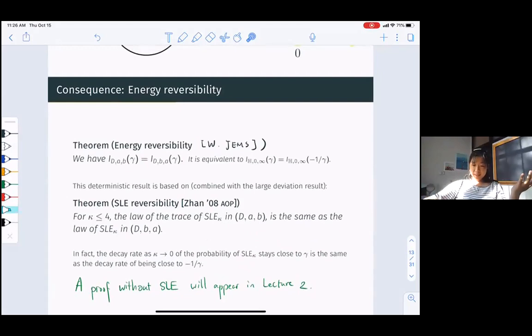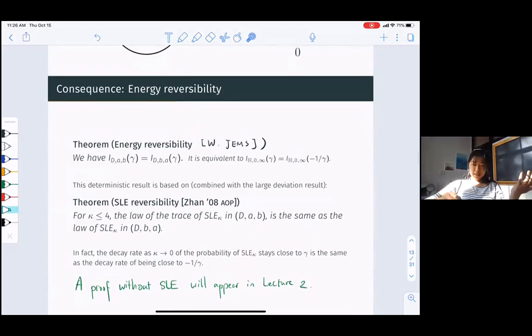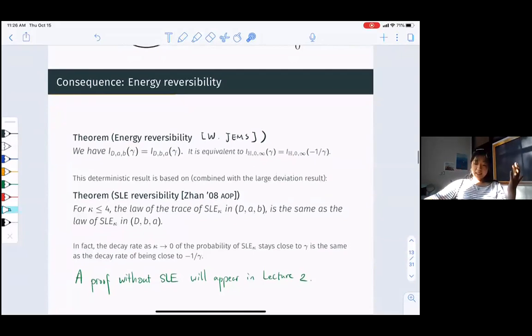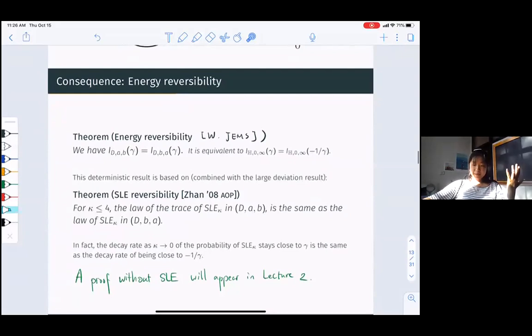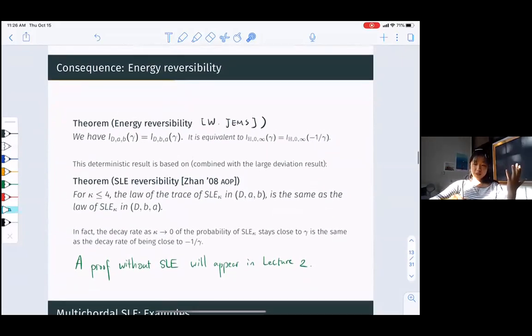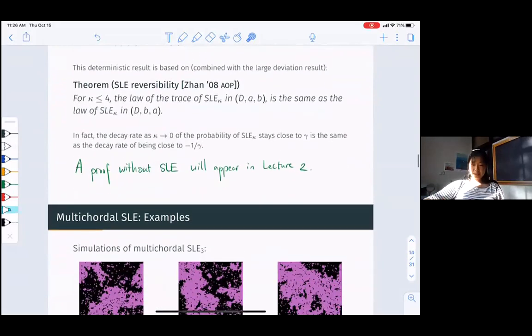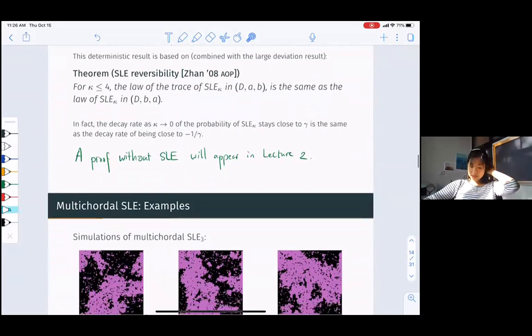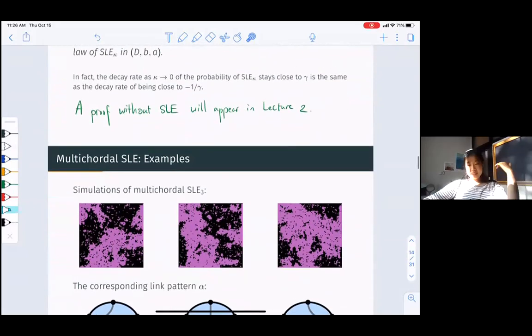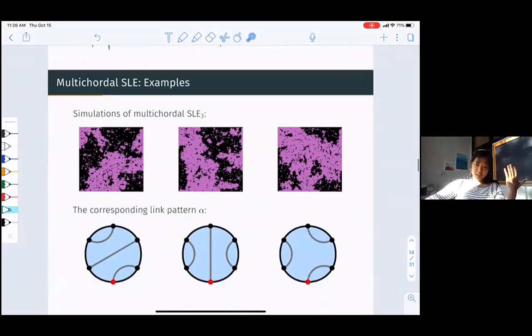All right. One might wonder, this is like using a probabilistic proof to prove something that is deterministic. We will also give another proof in the second lecture, where we are going to give some intrinsic interpretation of this energy, which does not rely on SLE. All right, so this is about single SLE large deviation.